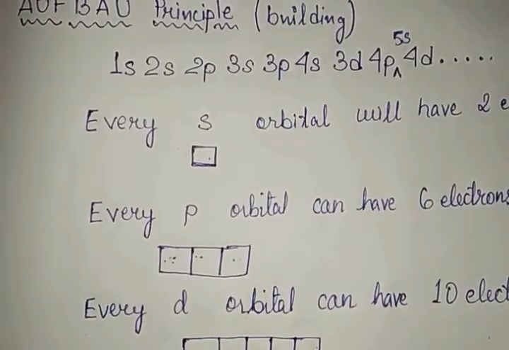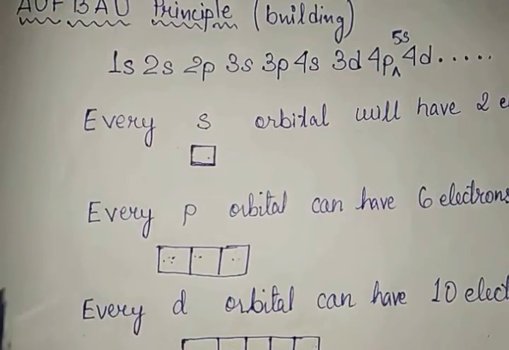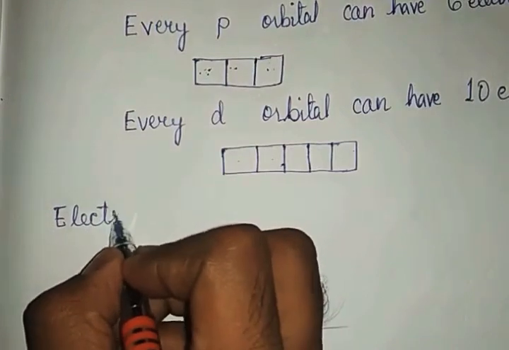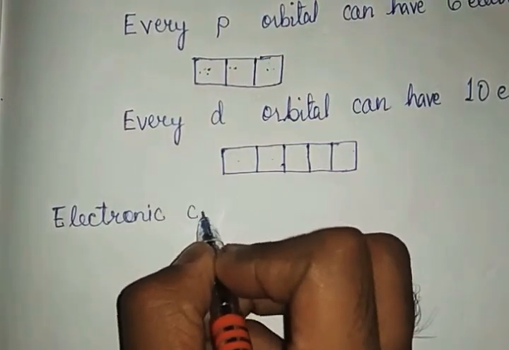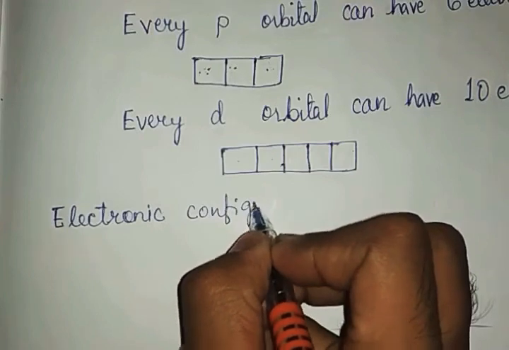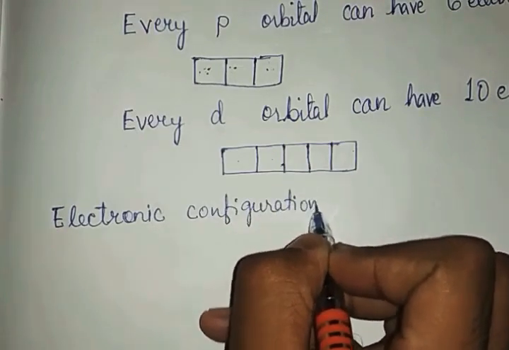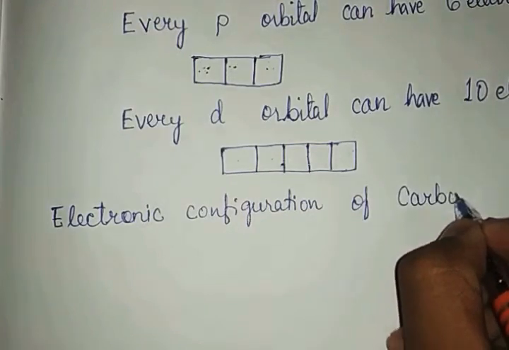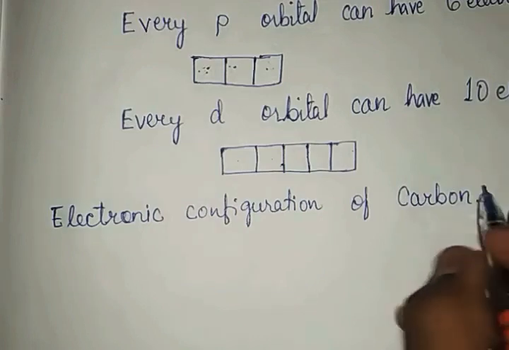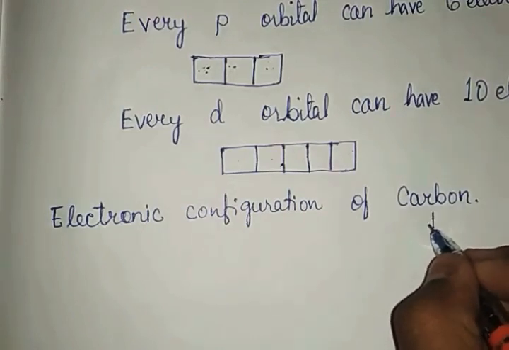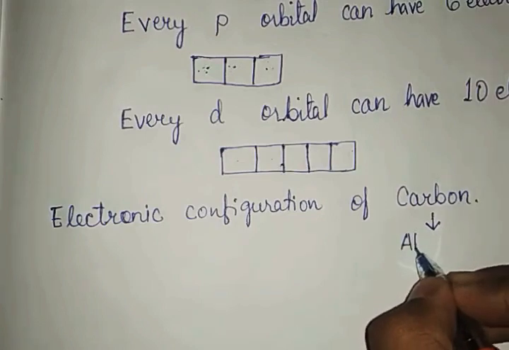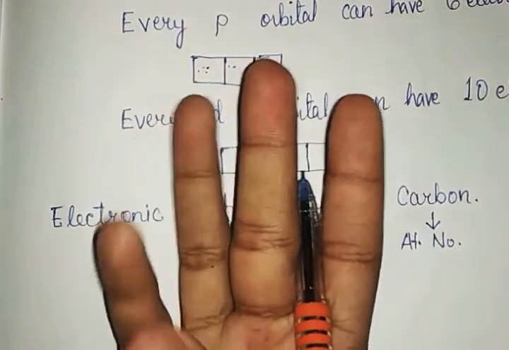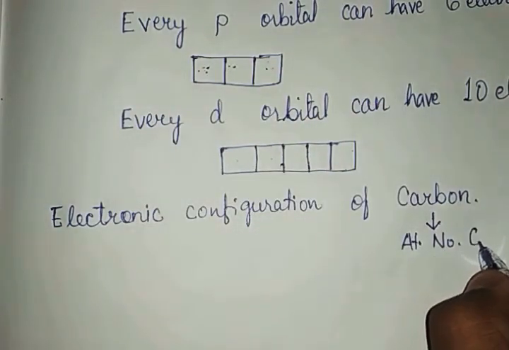Let us try to write down the electronic configuration of, let's begin with carbon. Electronic configuration of carbon. What is the atomic number of carbon? Hydrogen, helium, lithium, beryllium, boron, carbon. So the atomic number of carbon is 6.